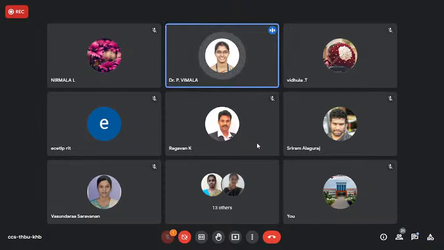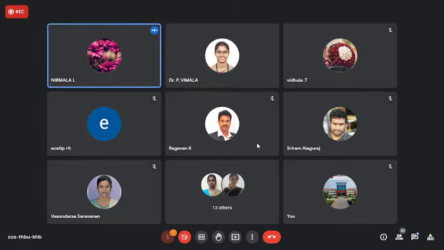It won't be like a handy system. It will be placed in different places in the car. Yes, ma'am, it will be placed in different places, ma'am. Connected with the one NodeMCU, ma'am.